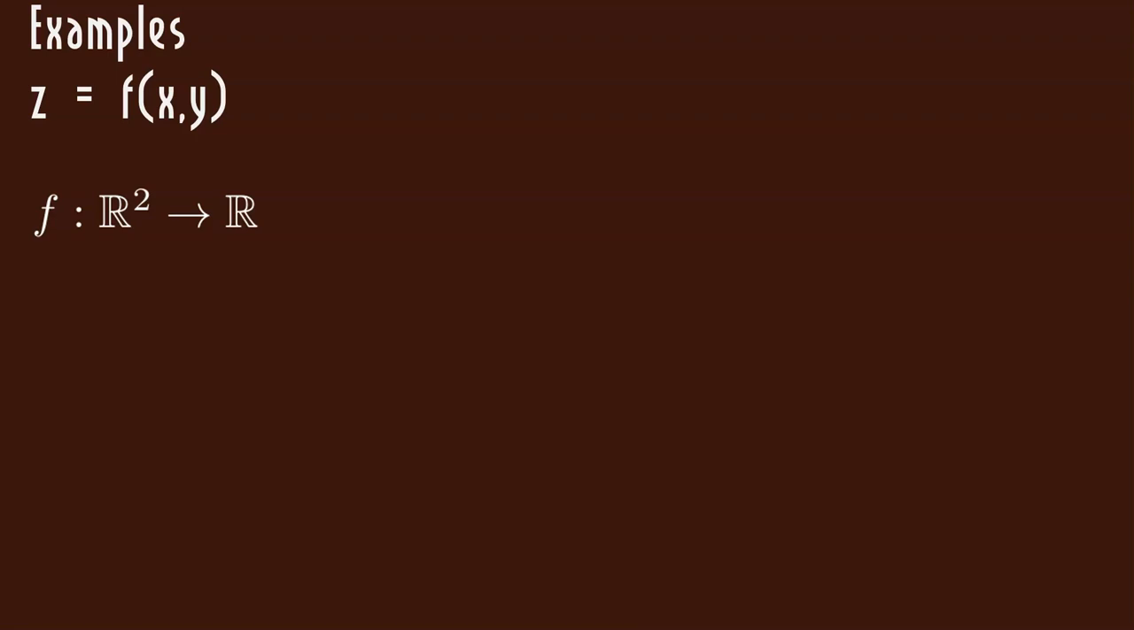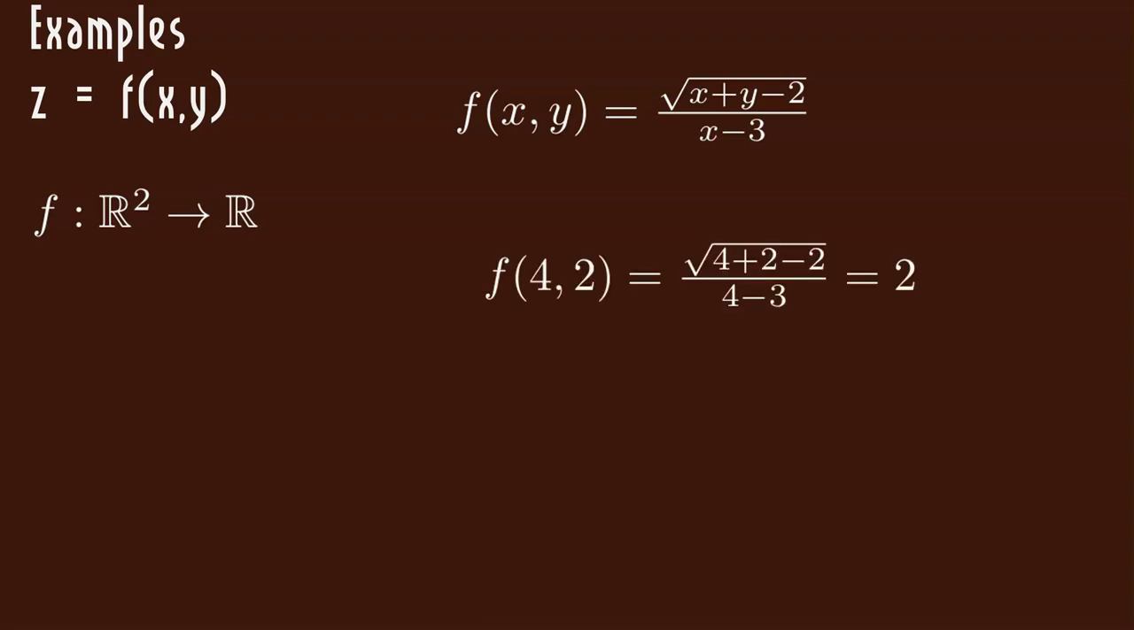So let's start. What is an example of a function like this? Well, let's say I have f of x, y equals this mess, the square root of x plus y minus 2 all over x minus 3. If I want to know what f of a point is, say 4, 2, we just plug in like we always did. So f of 4, 2, plug in, simplify, I get a 2. What this means is x is 4, y is 2, z is 2. So I know the point 4, 2, 2 is on the graph of z equals f of x, y. So that's the first thing we learn about functions, how to plug things in and get something out.